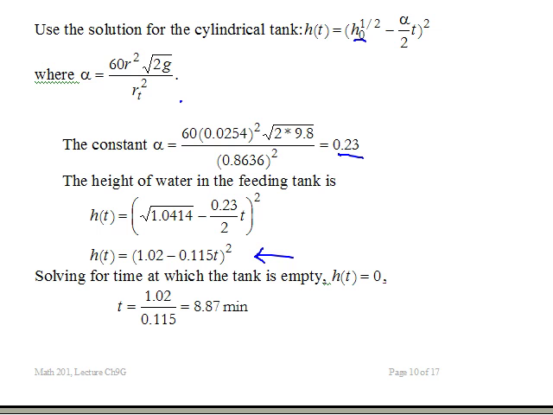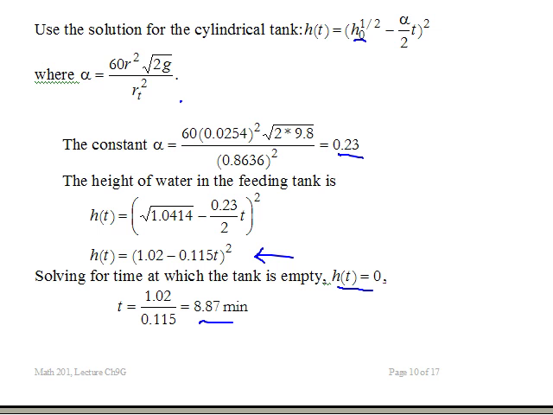All right? Now, if you want to find out how long it takes for the tank to get empty, set the height equal to 0. At that point, the tank is empty. And solve for t. It turns out it takes about 9 minutes to drain that tank. So you can say that gravity works pretty well.